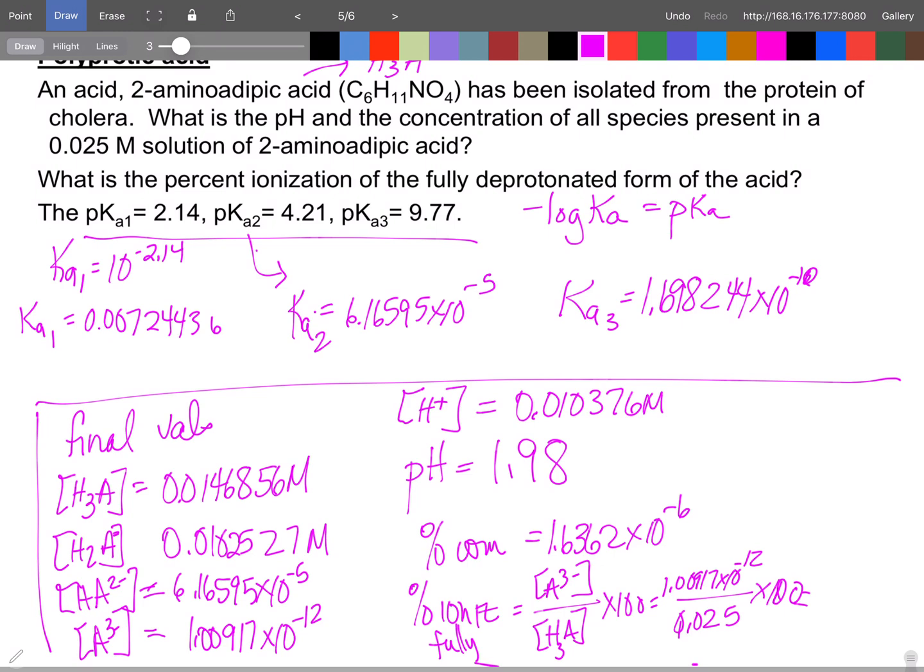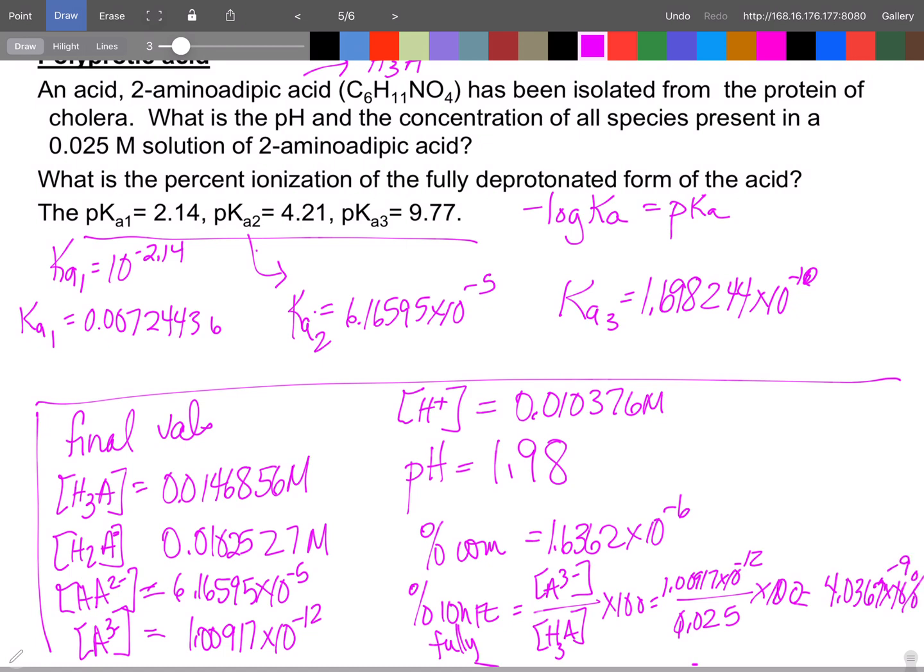0.025 times 100. So this one's actually worse. You end up with 4.0367 times 10 to the minus 9th percent.